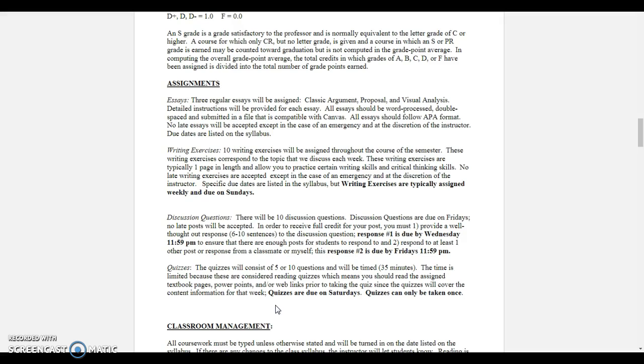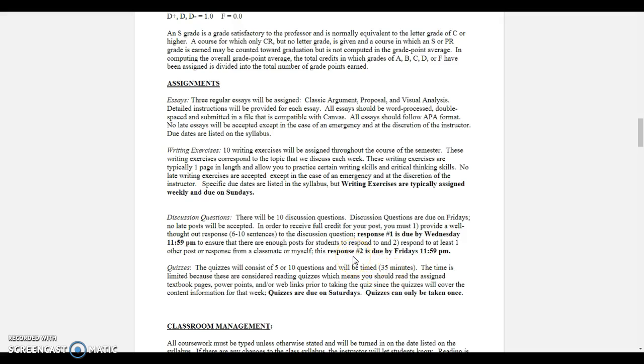The discussion questions, to get full credit, which is 10 points, we have 10 discussion questions at 10 points, which is 100 points. You want to make sure that you reply twice. Your first reply should be to the original post posted by me, and then your second reply should be to a classmate. And in order to ensure that there's enough posts to respond to, your first response is due by Wednesday, and then your second response is due by Friday. So basically, you want to make sure that you respond to the original post by Wednesday, and you want to make sure you respond to a classmate by Friday.